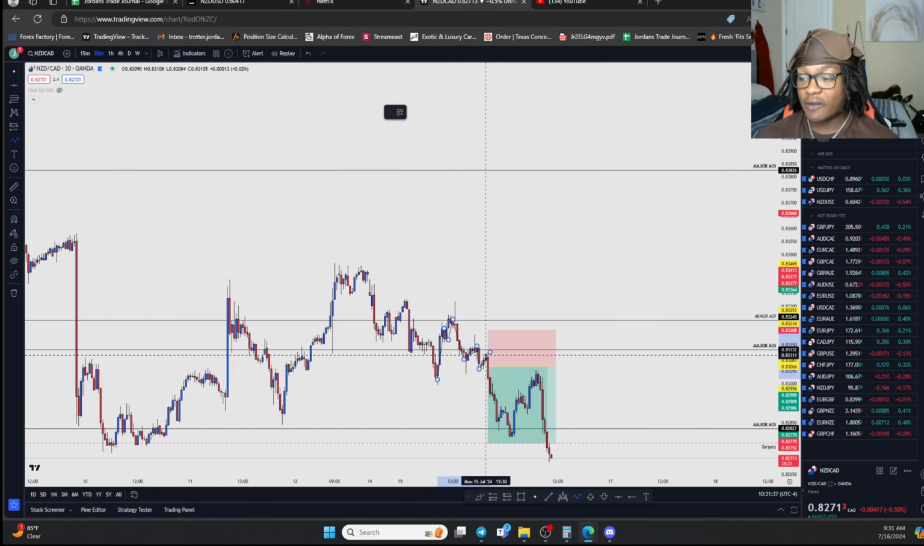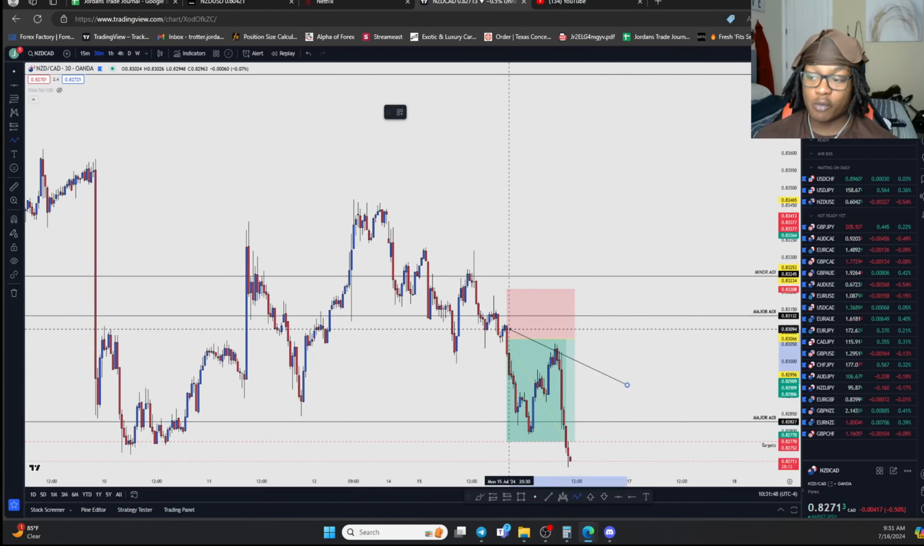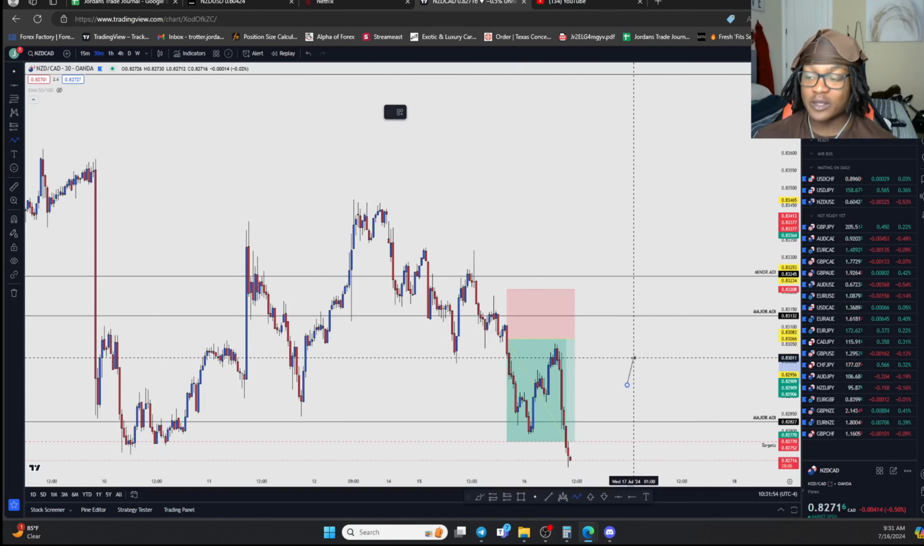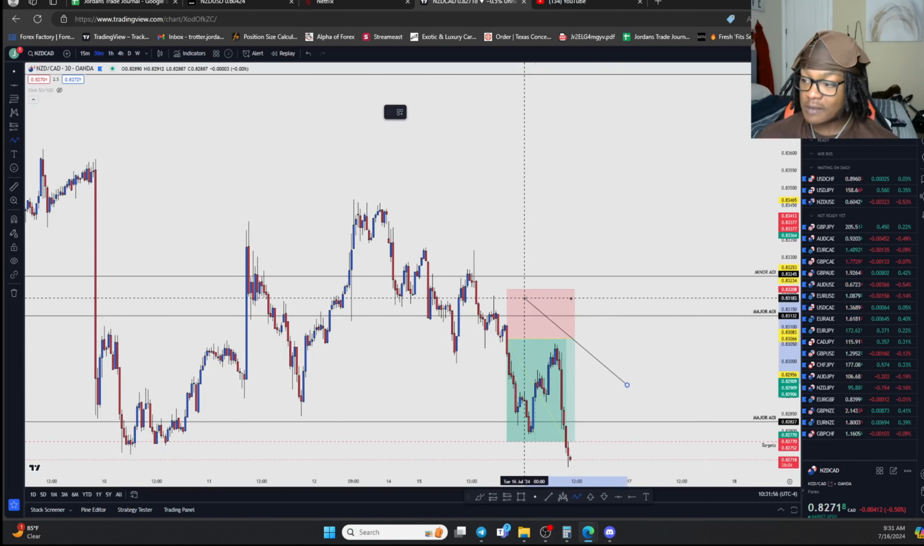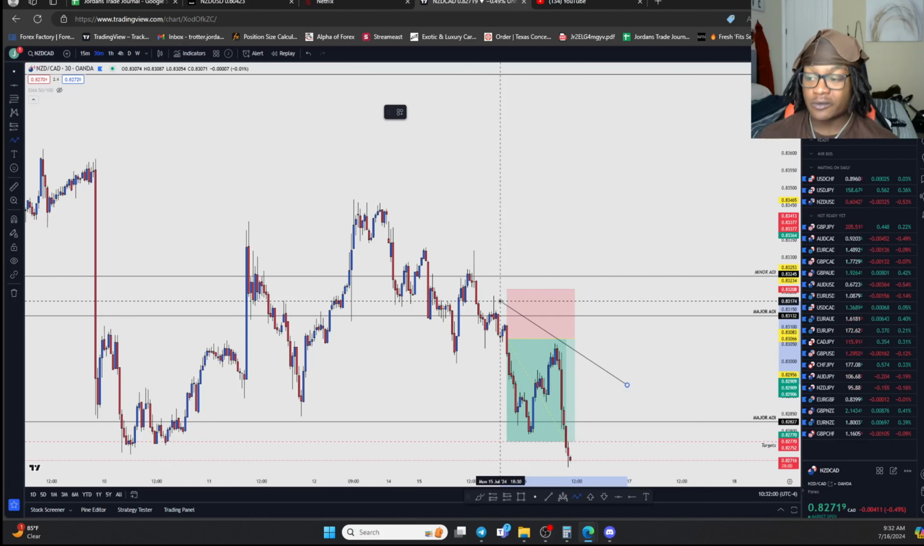So after we found that resistance, after we found that rejection towards my zone, I then got in on this beautiful bearish engulfing candlestick. I entered after we gave a beautiful break of structure past that previous bullish candle. Once I saw price start to have that strong bearish movement, that's when I entered my position. Stops just above my major area of interest and just above that last recent wick.